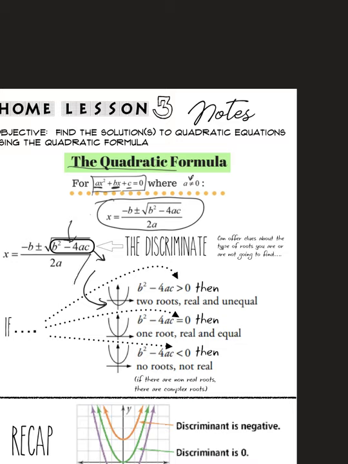If you were to simplify the discriminant after plugging in numbers, and it's exactly equal to 0, that means that you have one real root, and it's equal. So it would be like x plus 2 and x plus 2, or x minus 1, something like that, which would result in one answer.